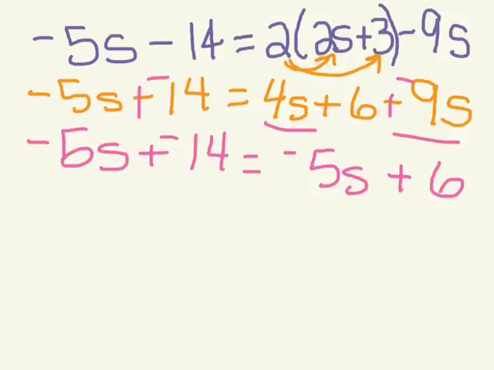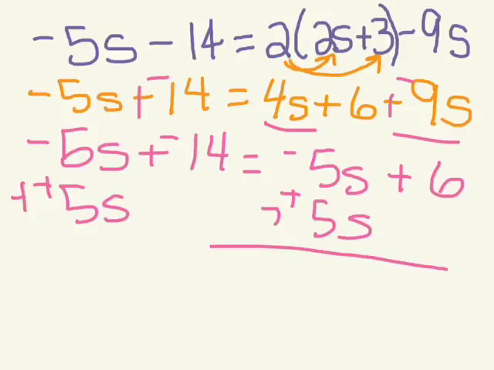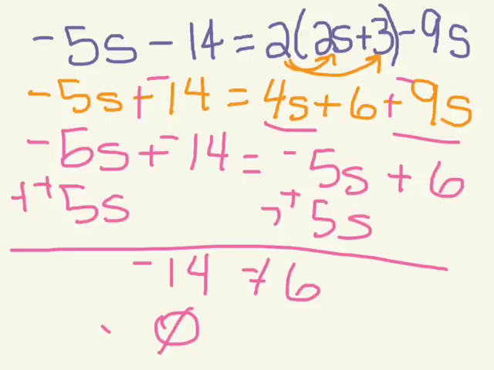I'll go ahead and subtract a -5s from both sides, which is the same as adding 5s to both sides. And over here I get -14, and over here I get 6. Obviously those two numbers are not equal to each other, and this is just not possible. So there are no possible solutions to this equation. This one would be a null set.